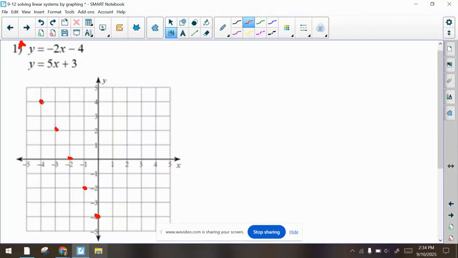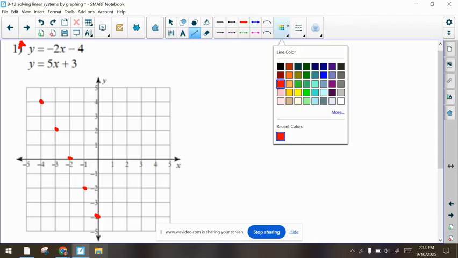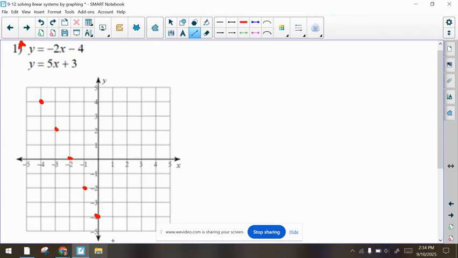Instead, I'm going to go up 2, left 1, and I'm going to keep going until I run out of room. On these graphs in particular, we want to graph them as accurately as we can because it's really going to help us see what our solution is. So I'm using my line tool. You're welcome to use some sort of straight edge to help you draw your line super accurate.